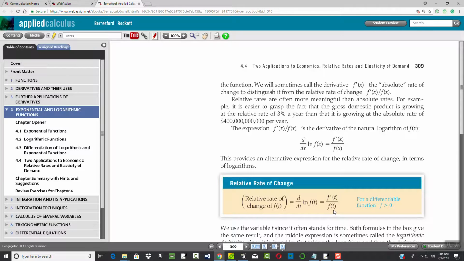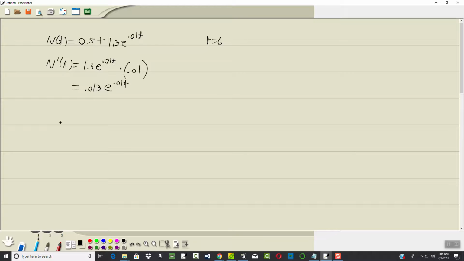We need the derivative over the function. So we're going to have 0.013 e to the 0.01 t over 0.5 plus 1.3 e to the 0.01 t. Plug 6 in for the t. So we've got 0.013 e to the 0.01 times 6 over 0.5 plus 1.3 e to the 0.01 times 6.